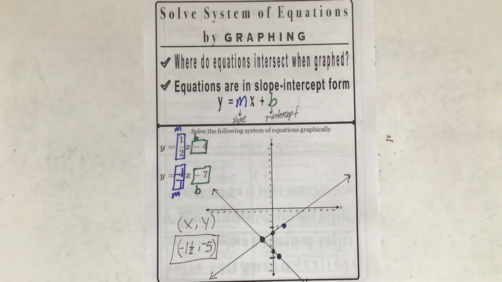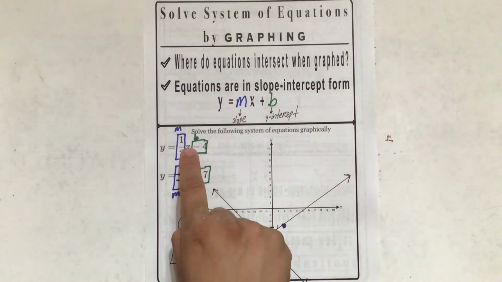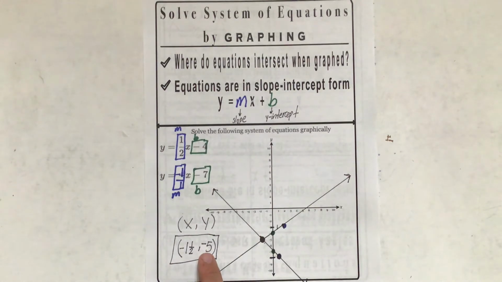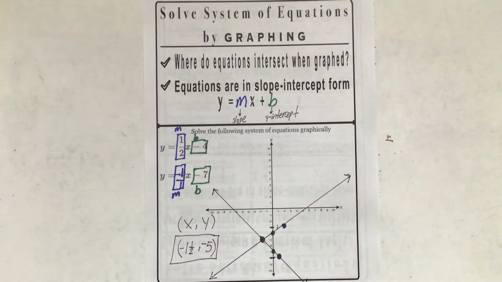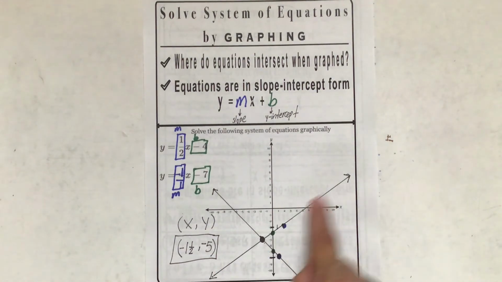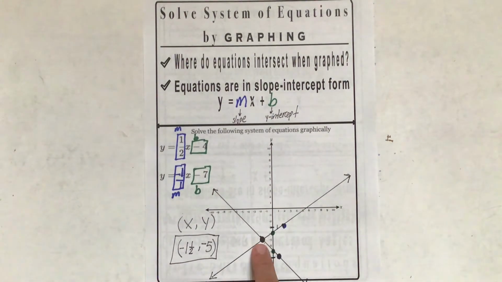And that is how we solve. So if we plug in -1.5 in here and here, and we plug in -5 here and here, we're going to get the same answer on both. That's what makes them cross. This is where they touch right here, is what they have in common.